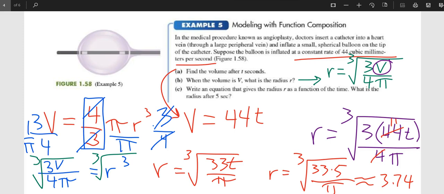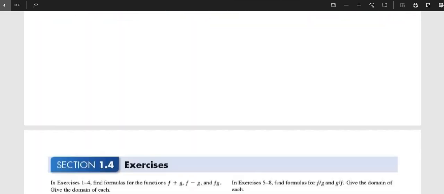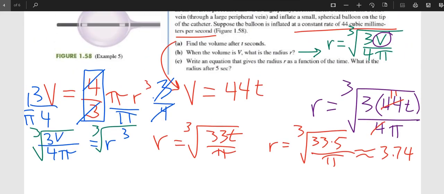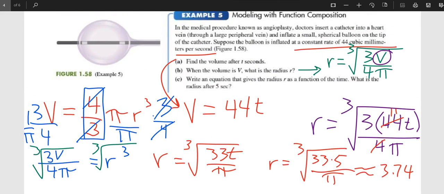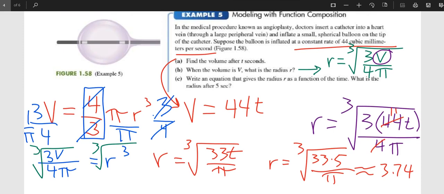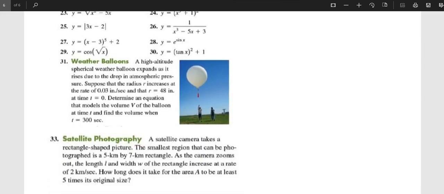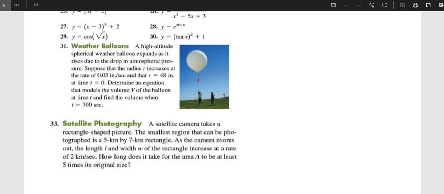Are we going to figure out number 31? Oh, yeah, I can come back down for a second. I'll have to look at 31 because I'm not sure what it is here. These copies up and down here. Okay, all right. 31. Expands as it rises due to the drop in atmospheric pressure. Suppose that the radius increases at a rate of 0.03 inches per second.